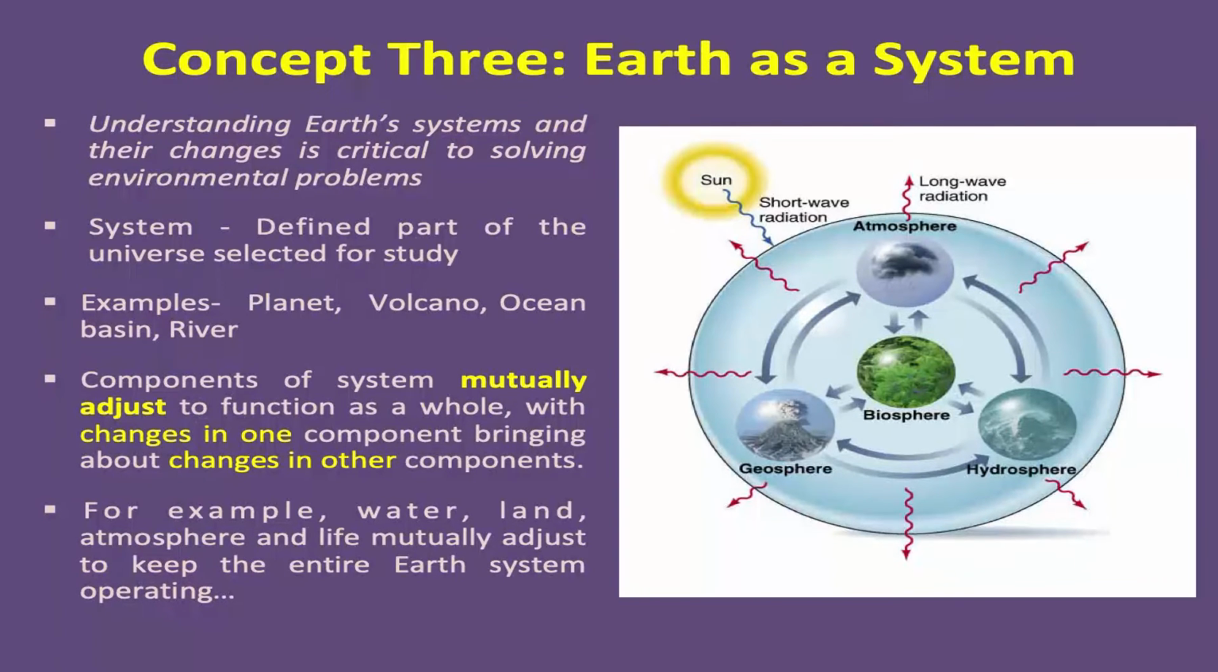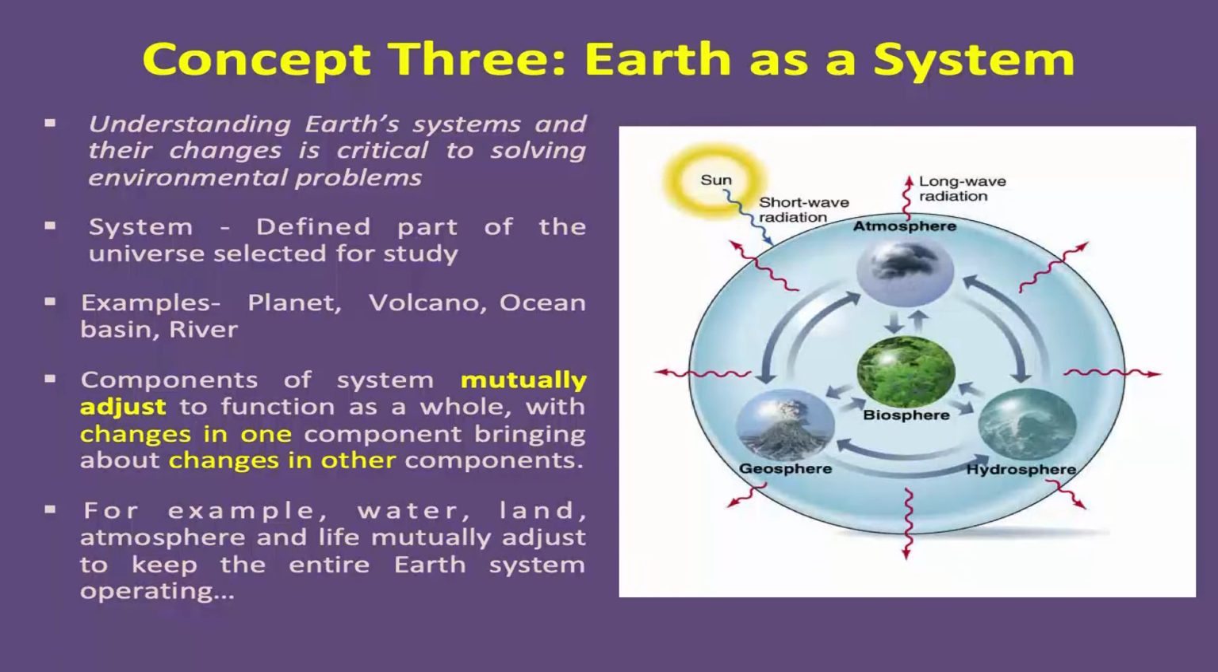Concept 3, Earth as a system. Now understanding Earth system and their changes is critical to solving environmental problems. So basically, the system is a defined part of the universe selected for the study. So which system you are going to study, which system you want to study, and why. These are the basic questions.